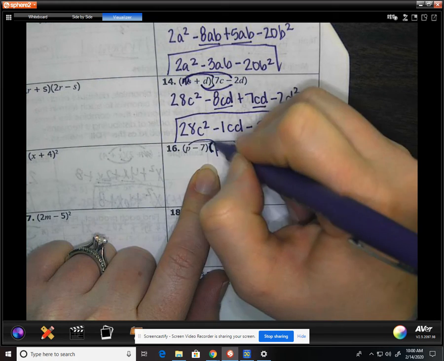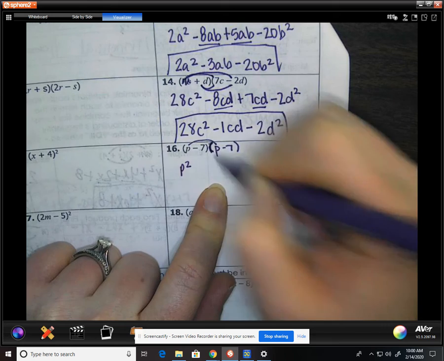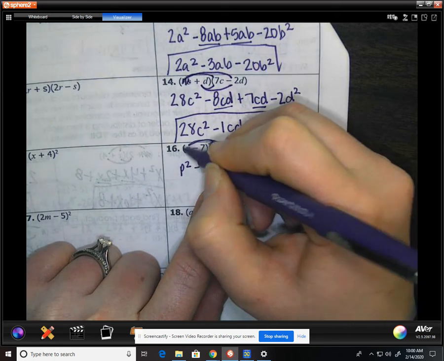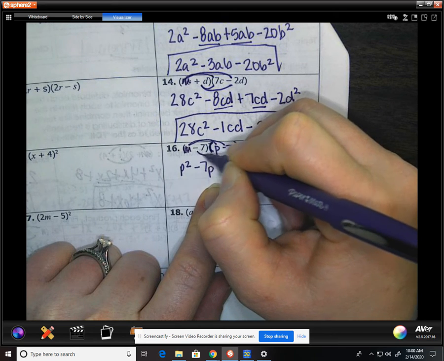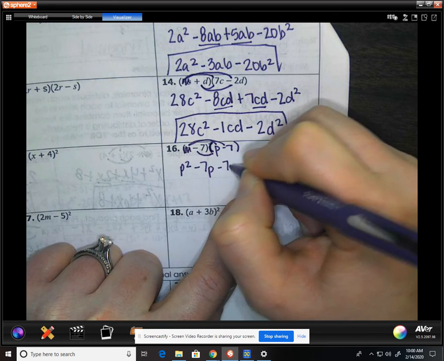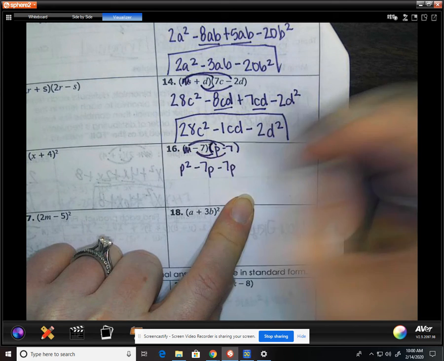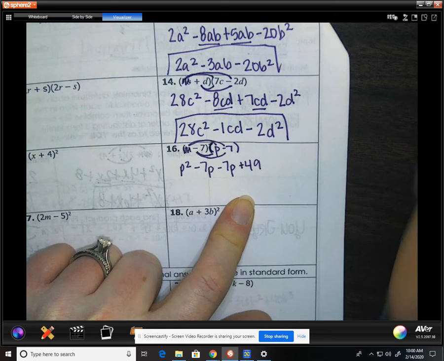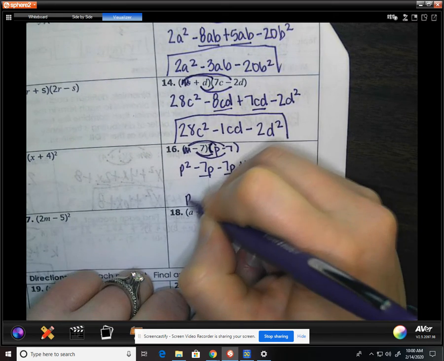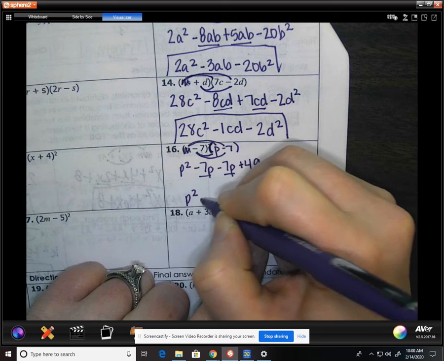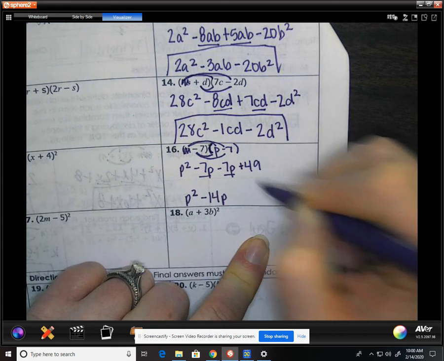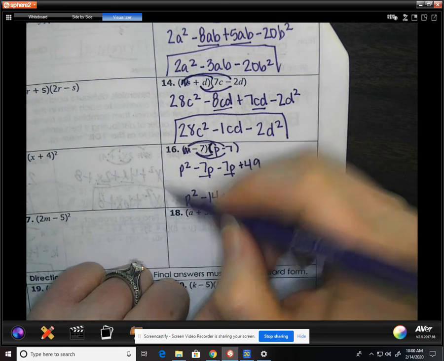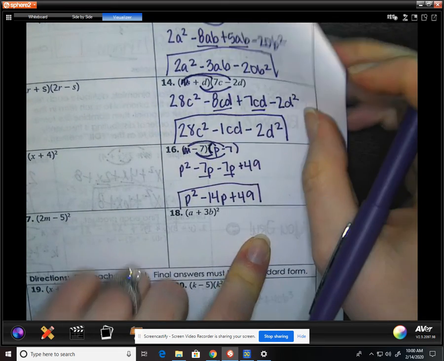Now you're going to do P times P, which is P squared because 1 plus 1. And then P times -7 is -7P. I'm done with P, so I move to -7. -7 times P is -7P, and -7 times -7 is positive 49. My P's can now combine, so I keep P squared. -7 and -7 make -14, and I keep P, and then I do plus 49. That's in standard form. That's my final answer.